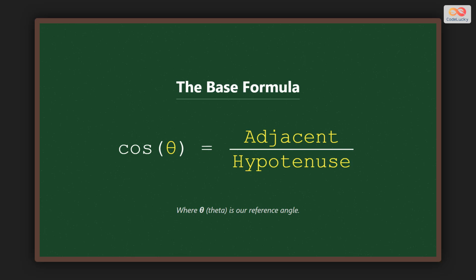Here is the fundamental formula. Cosine of the angle theta is equal to the length of the adjacent side over the length of the hypotenuse. Theta represents our reference angle. This equation is the key to solving our problems.